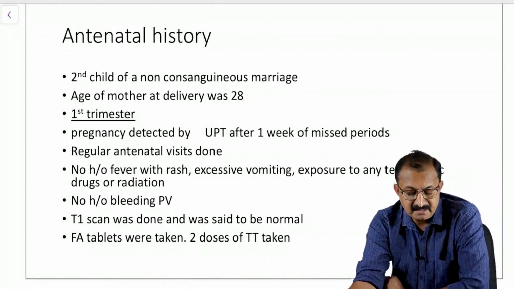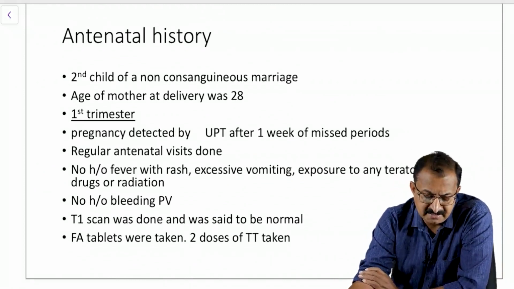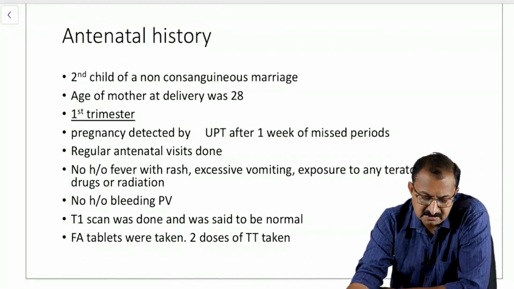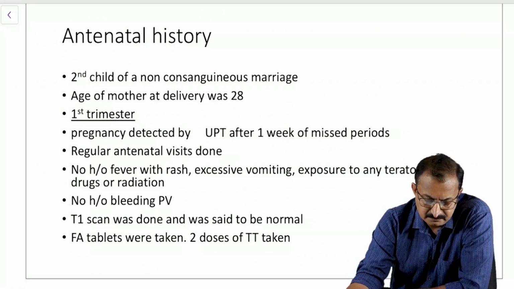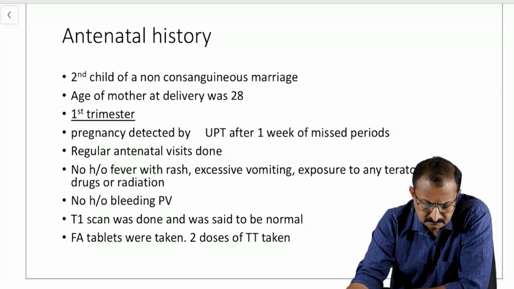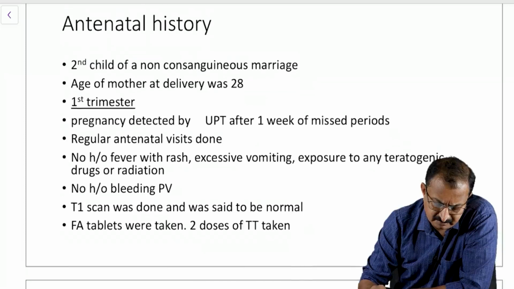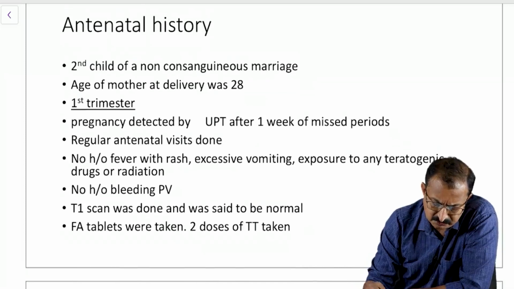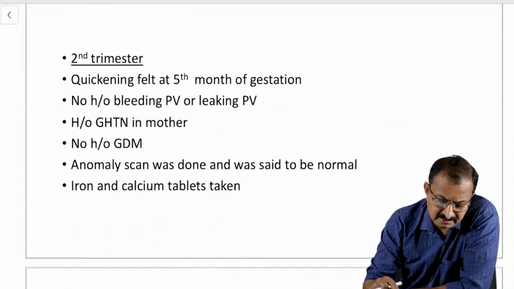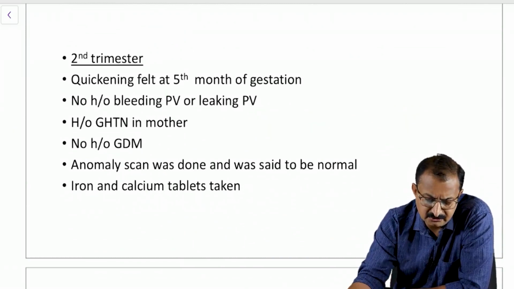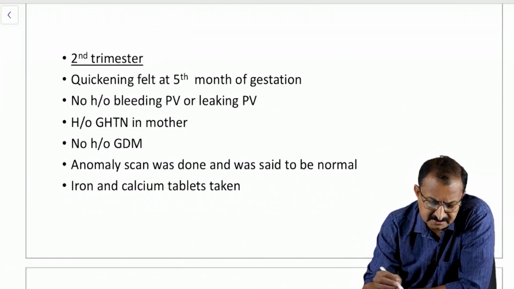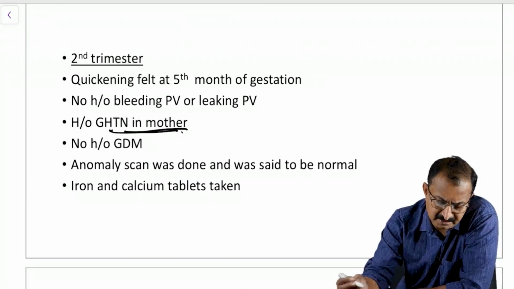In the antenatal history, this is a second child of a non-consanguineous marriage. Age of the mother at delivery was 28. In the first trimester, there is nothing relevant. Folic acid tablets were taken, 2 doses of TT taken. In the second trimester, quickening, no history of bleeding PV. Only thing is there is gestational hypertension in the mother.